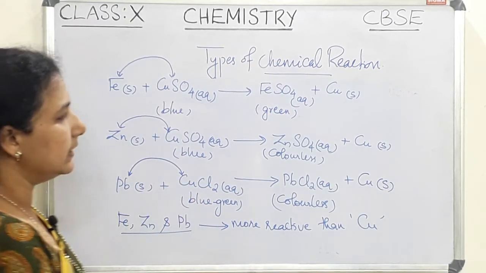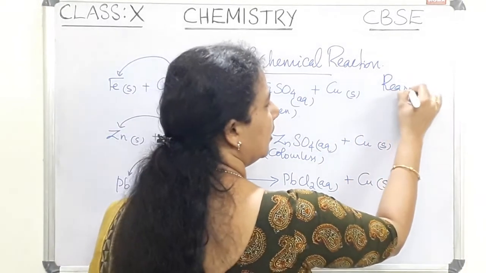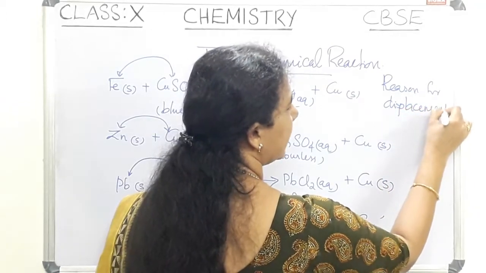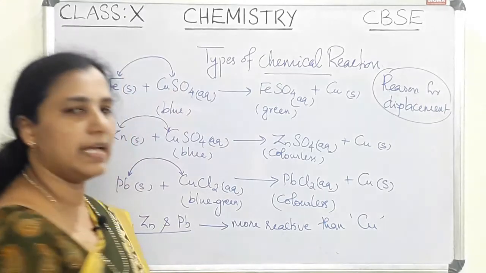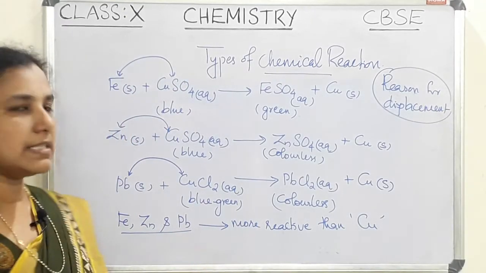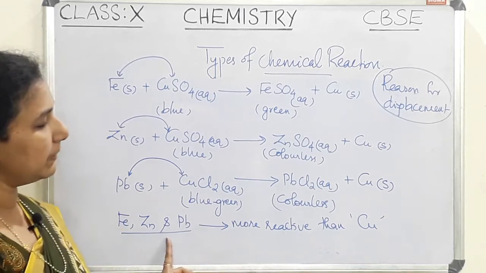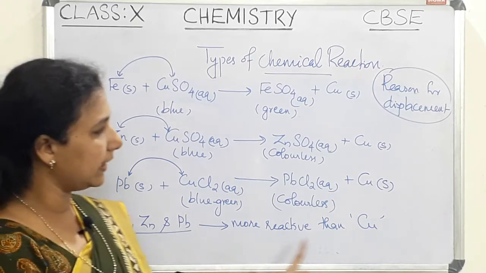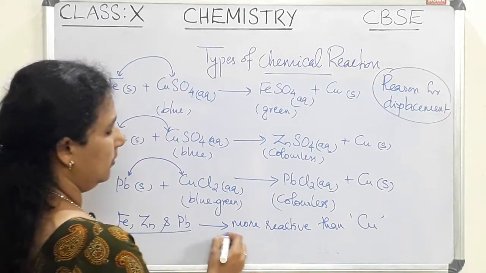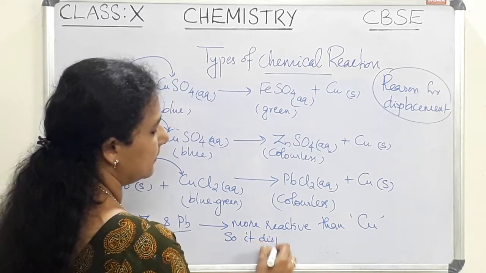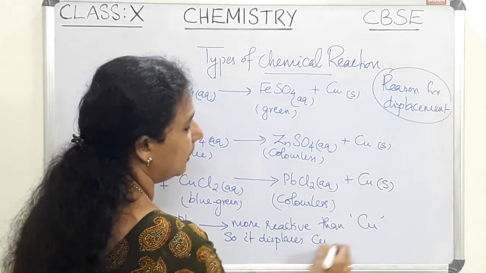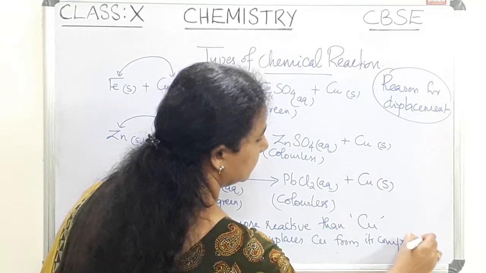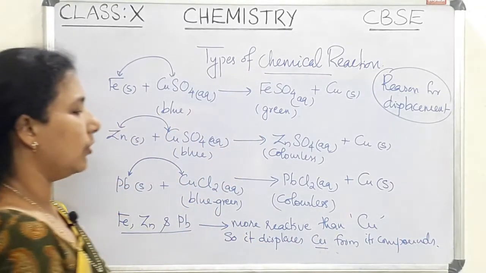So that is actually the reason for displacement reaction. Why is there a displacement reaction? The reason is some metals are more reactive. So those metals displace a less reactive metal. In this case, iron, zinc and lead are more reactive than copper, so they displace copper from its compounds.